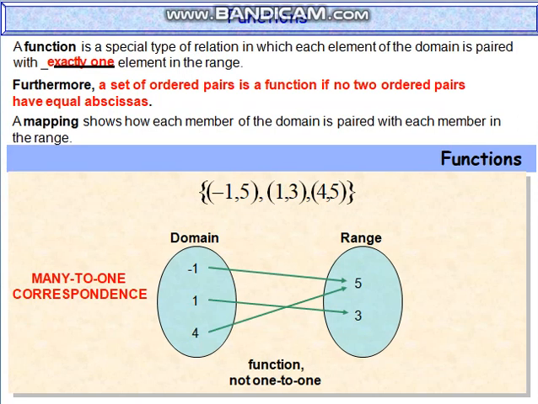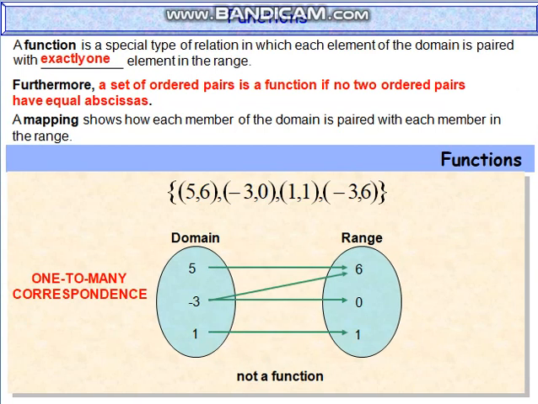We take the next example: -1, 5, 1, 3, 4, 5. Many to one example. It means two domain elements can connect to a single range element. For example, -1 is connected to 5, 1 is connected to 3 and 4 is also connected to 5. That is not one to one, because -1 and 4 both are connected to a single element, 5. This is many to one correspondence.